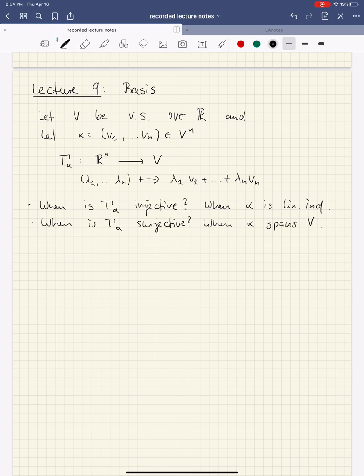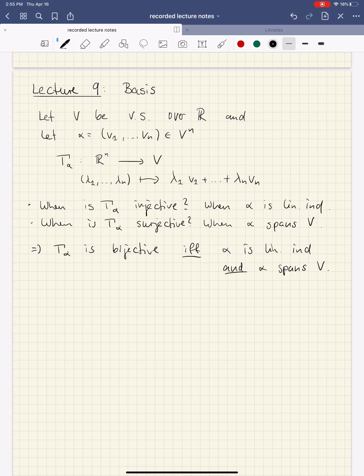And so now we want to put these two together. So this implies that gamma is bijective if and only if alpha is linearly independent and alpha spans V. And so this will be an important notion, so we're going to give this another name. But before we do so, let me tell you why this is an important notion.